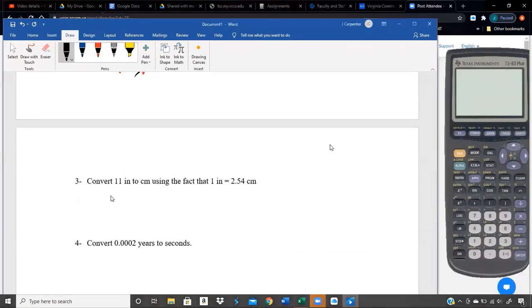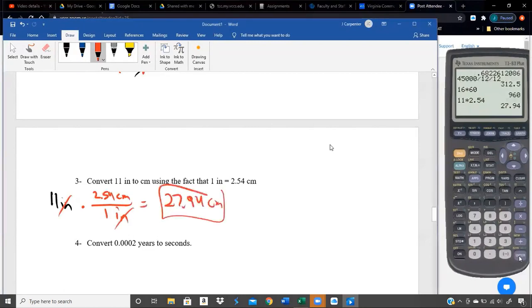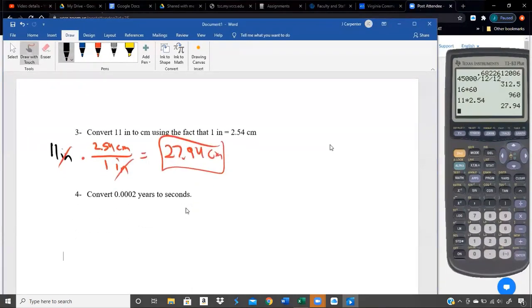All right, so 11 inches, and we multiply by our fraction. Out with the old, so inches go on the bottom because they were in the top. In with the new, centimeters, and put the numbers. 1 inch is 2.54 centimeters. Cancel. 11 times 2.54. We get 27.94, and that would be in centimeters since that was the unit left. And there we go. All right, last one.